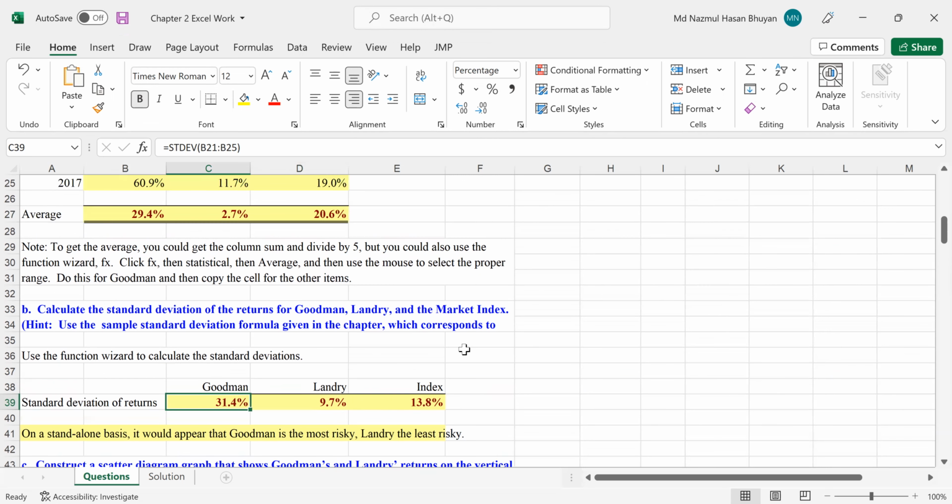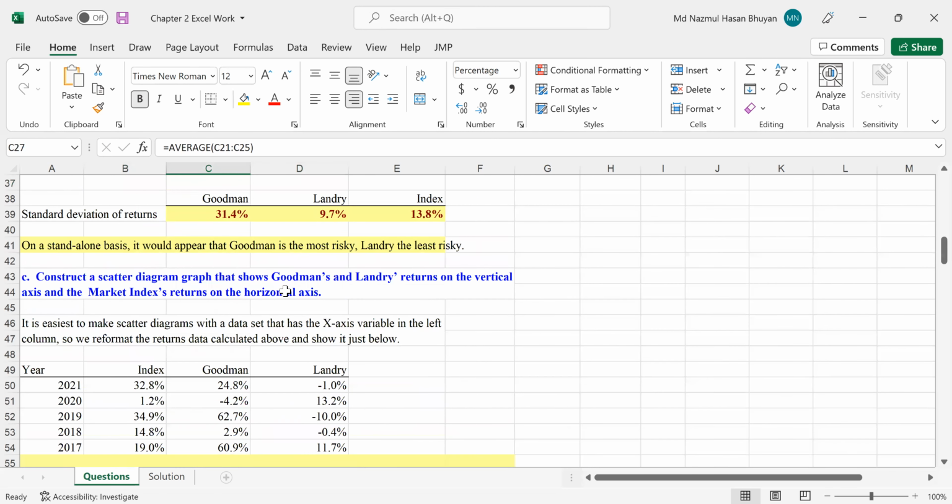So it confirms what we say in finance: the higher the risk, the higher should be the return. So Goodman has more volatility, or in other words, more risk, then the return should also be higher. And that is what we get here. On the other hand, Landry has the lowest volatility among all the three you can see here, and therefore Landry also generate the lowest return among all the three companies and market we have available here.